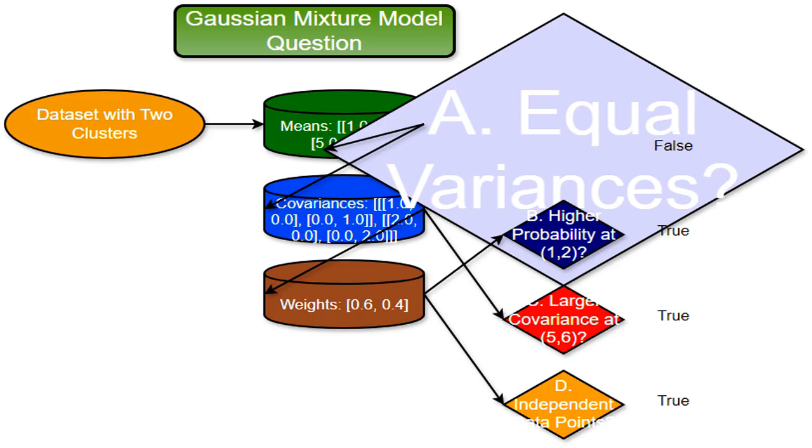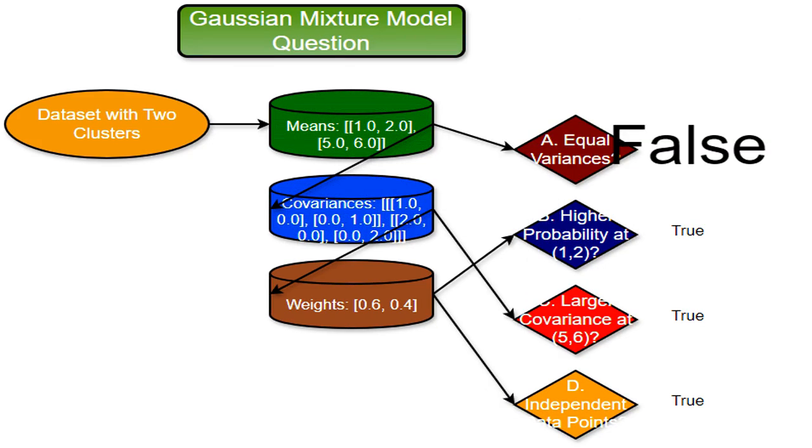Nope. The covariances show different spreads, variances, for our two clusters. The spread of the points in one group is different than the spread of points in the other group. Statement B is true because of the weights assigned to each cluster. The cluster at 1, 2 has a greater probability due to its larger weight.